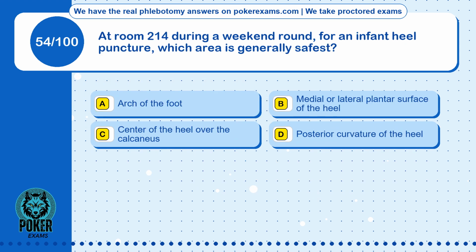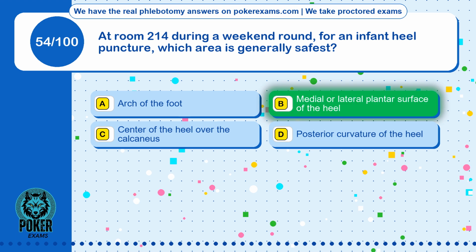Question 54. At room 214 during a weekend round, for an infant heel puncture, which area is generally safest? Option A. Arch of the foot. Option B. Medial or lateral plantar surface of the heel. Option C. Center of the heel over the calcaneus. Option D. Posterior curvature of the heel.